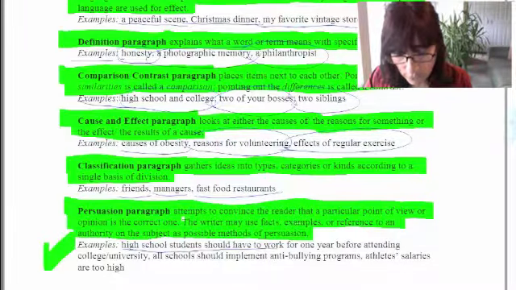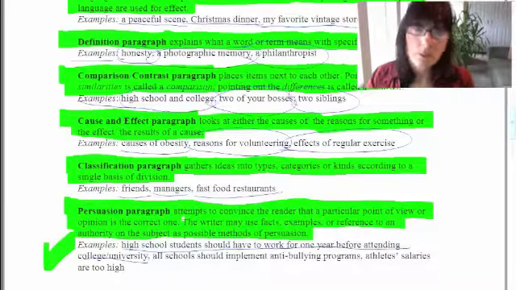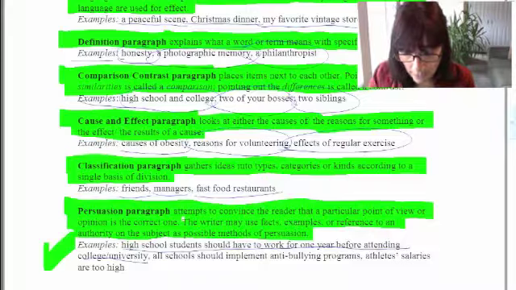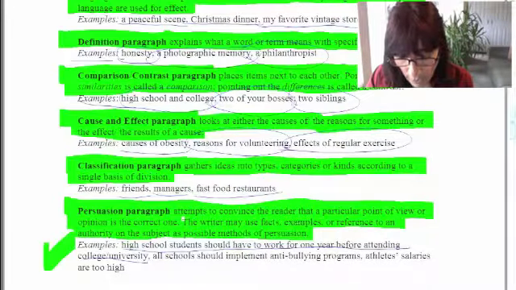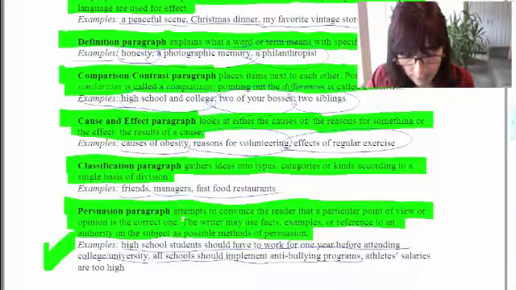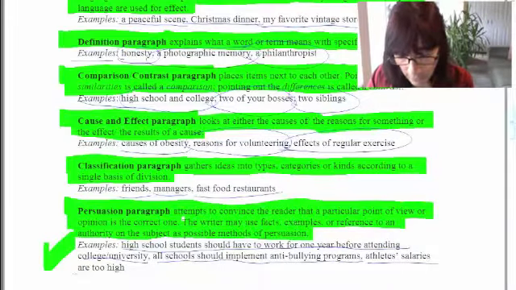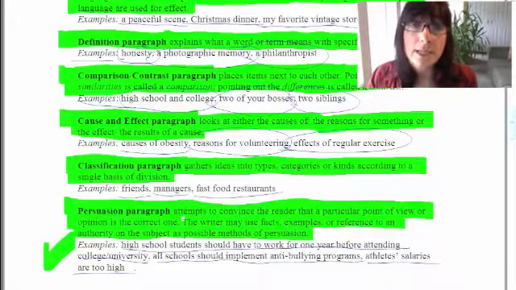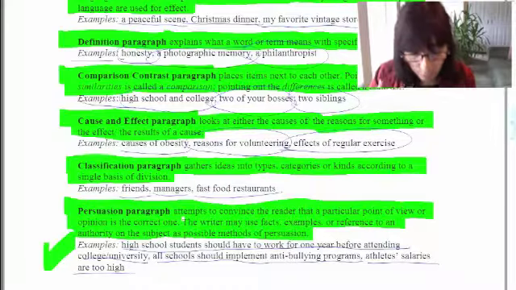Topics would be, high school students should have to work for 1 year before attending college or university, and you would prove your point by giving clear examples or referring to an authority figure. Another topic could be, all students should implement anti-bullying programs. Another topic for persuasive writing could be, you might think that athletes' salaries are too high, and you would persuade your reader to believe and follow your point of view.